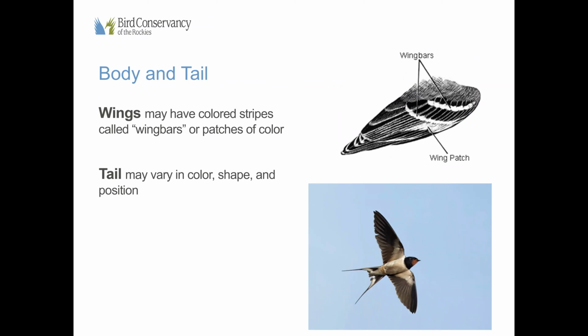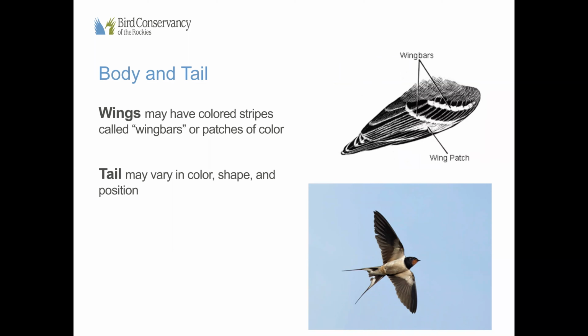After observing the head, you then want to move to the body and the tail. Is the body lighter or darker than the head? Are there any streaks or spots on the breast? Maybe there's nothing. Maybe it's just a light color. While you're looking at the body, you also want to make sure that you look at their wings.